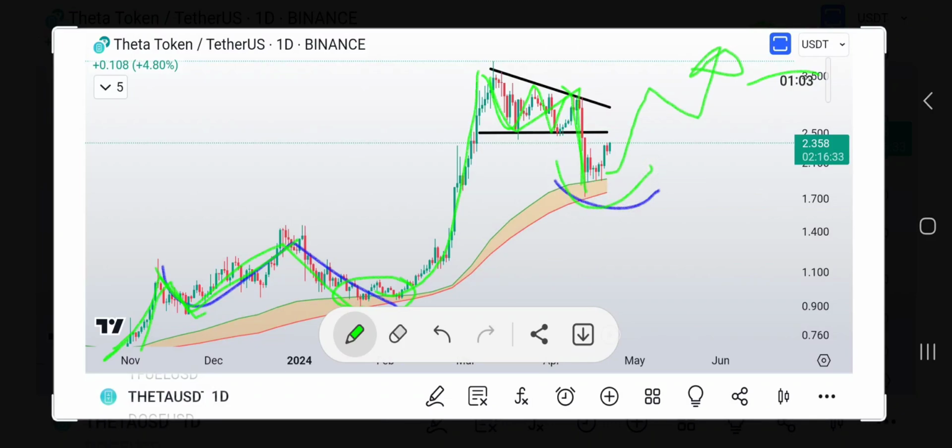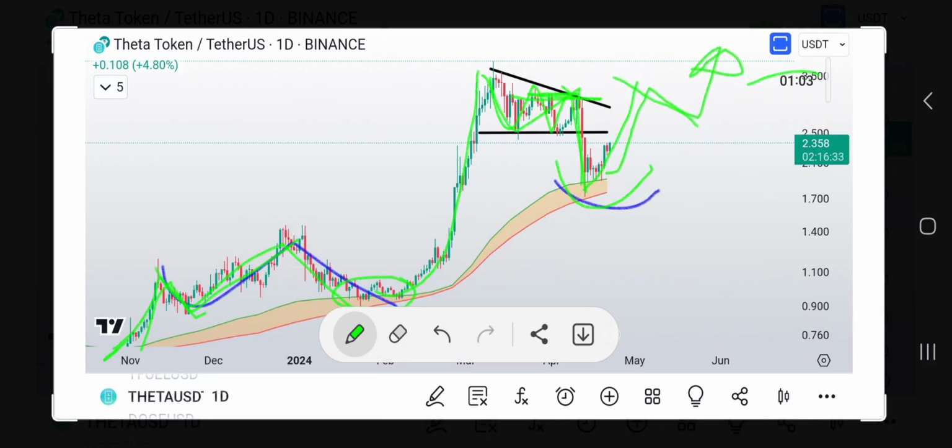So what's next, right? Remember the previous video I said, yeah, we can come up, but we'll probably flag out. But here's the thing. If it continues to follow this fractal, we can actually shoot all the way up, breaking these highs here and then pulling back down.